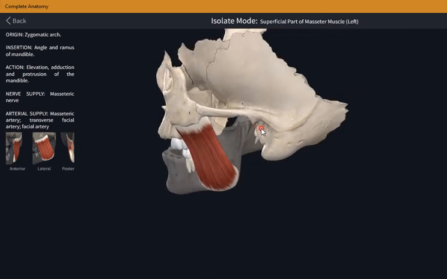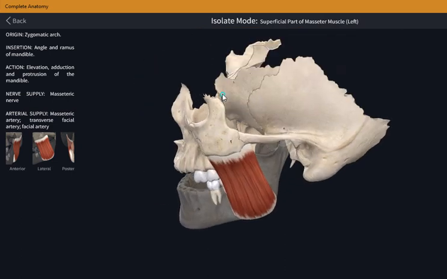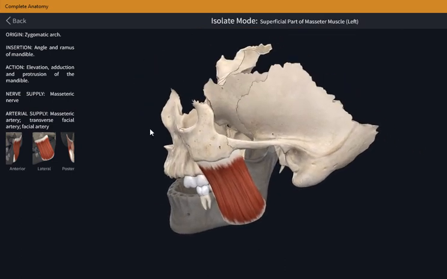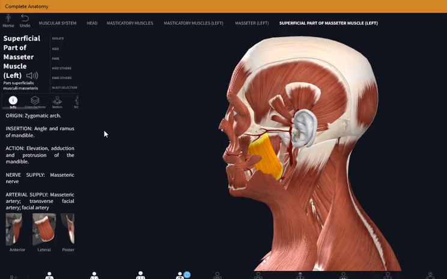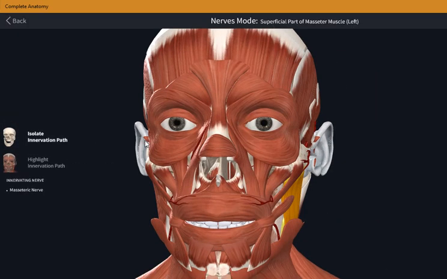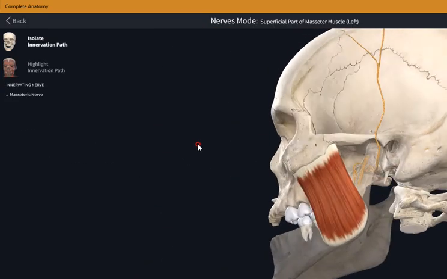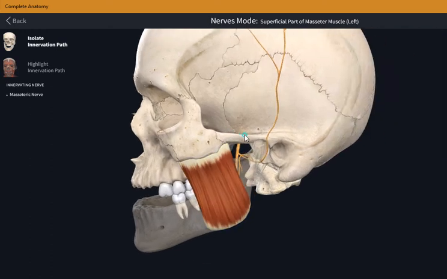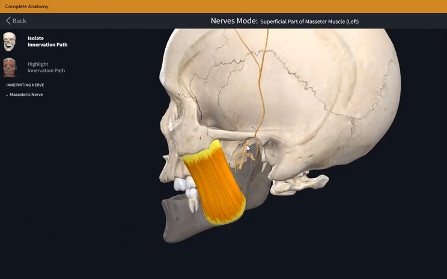So these are the two main movements which are used with the masseter, and the nervous supply is the masseteric nerve from the trigeminal nerve. Now let's isolate the nervous supply, the nerve to the masseter. It comes from the trigeminal nerve. You see from here that internally there is a trigeminal nerve here, and this is the masseter here.